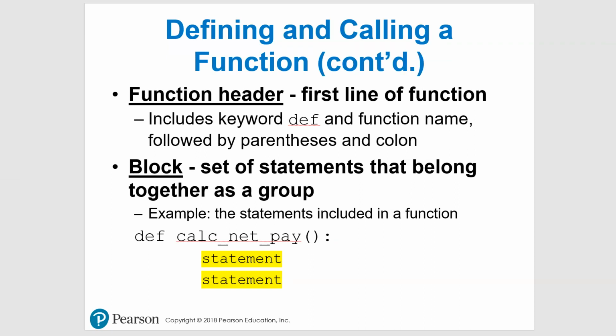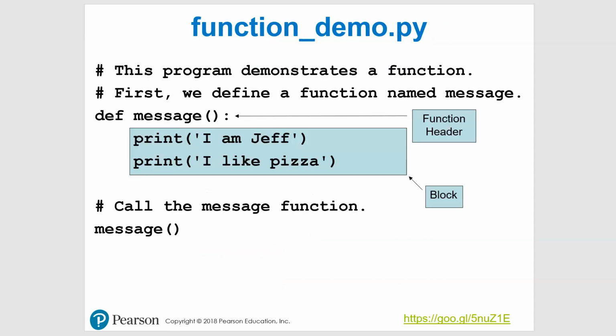Let's take a look at how it works. I'm going to pull this little program up in Python Tutor so we can walk through it. Here's an example. Here's our function header. We have a definition of our function. We're calling this message. Here we have the empty parentheses and the colon. Indented in, we have a nice little block right here. So I'm Jeff. I like pizza. Pretty simple stuff. Factual. And then down here, we're going to call the message function.